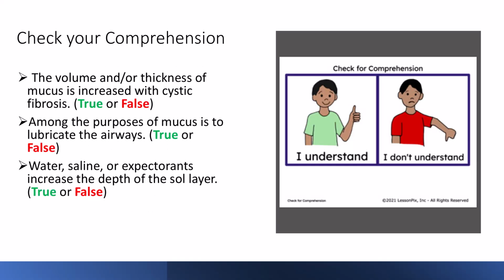Time to check your comprehension. The volume and/or thickness of mucus is increased with cystic fibrosis. True or false? True. Among the purposes of mucus is to lubricate the airways. True or false? True.